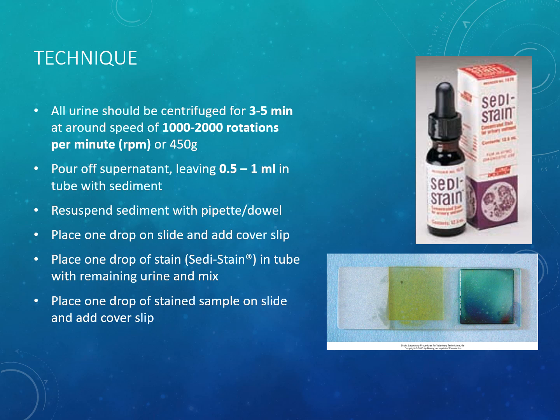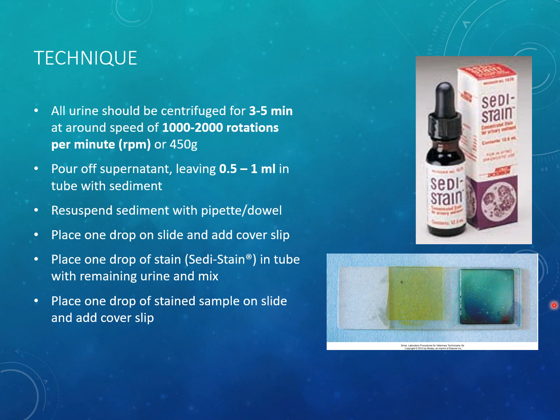Okay, so let's just go over some of the details of this technique. All urine needs to be centrifuged for the microscopic portion. We're generally about 3 to 5 minutes in the centrifuge with a speed of 1,000 to 2,000 RPMs. You're going to pour off the supernatant at that point, which should leave you with 0.5 to 1 mL of fluid with sediment. We mix that up at that point, and then we place a drop on the slide.